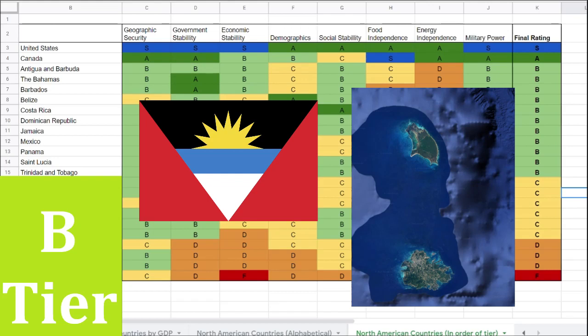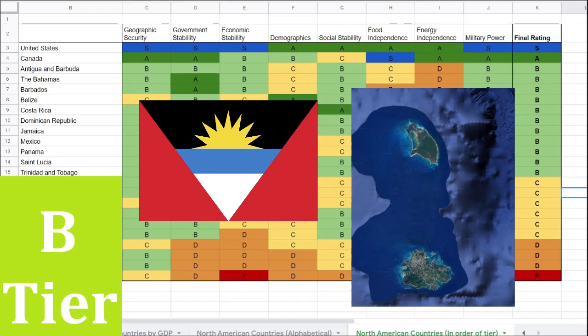Economic stability, B tier. It has a high GDP per capita. Its economy is mostly based off of tourism. However, you say, oh, well, why is it in the same tier as Canada? Well, the thing is, economic stability is relative. Even if Canada is a richer nation and has more economic influence than Antigua and Barbuda, they're in the same tier because economic stability is relative. Basically, economic stability should be looked at more as a ranking of what GDP growth will look like in the future.